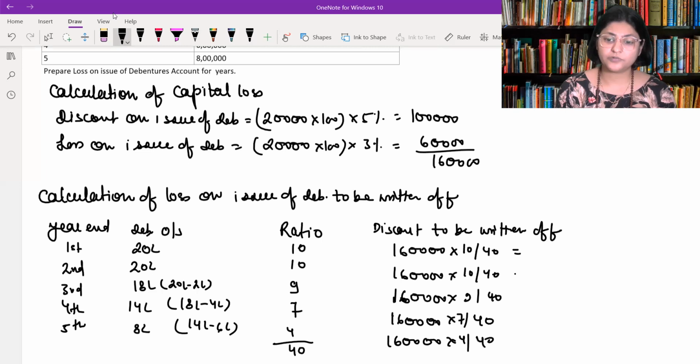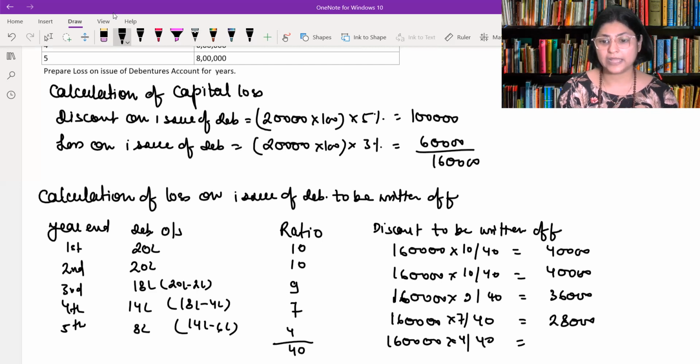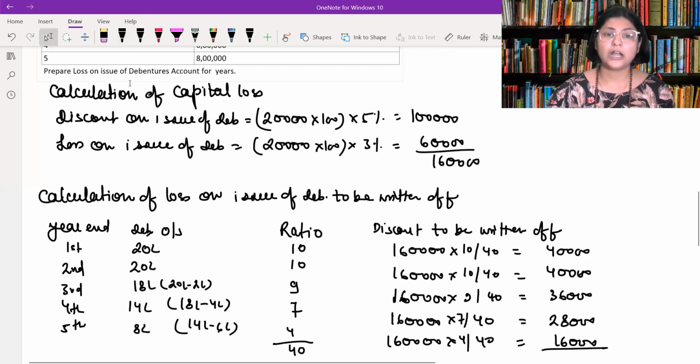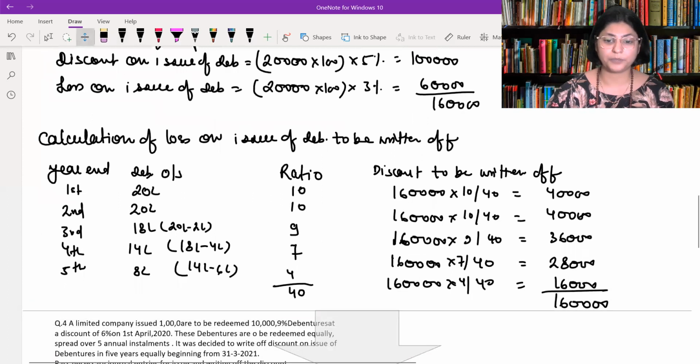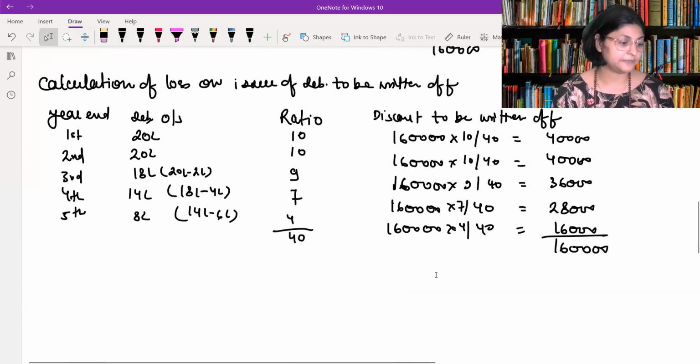So what are the amounts over here? Let us calculate. The amounts over here are 40,000, 40,000, 36,000, 28,000, and 16,000. The requirement of the question was to make the account of loss on issue of debenture. This total is coming to 1,60,000. So we do not have to pass journal entries over here. In this question, the requirement was to prepare a loss on issue of debenture account. So let us prepare the loss on issue of debenture account over here.